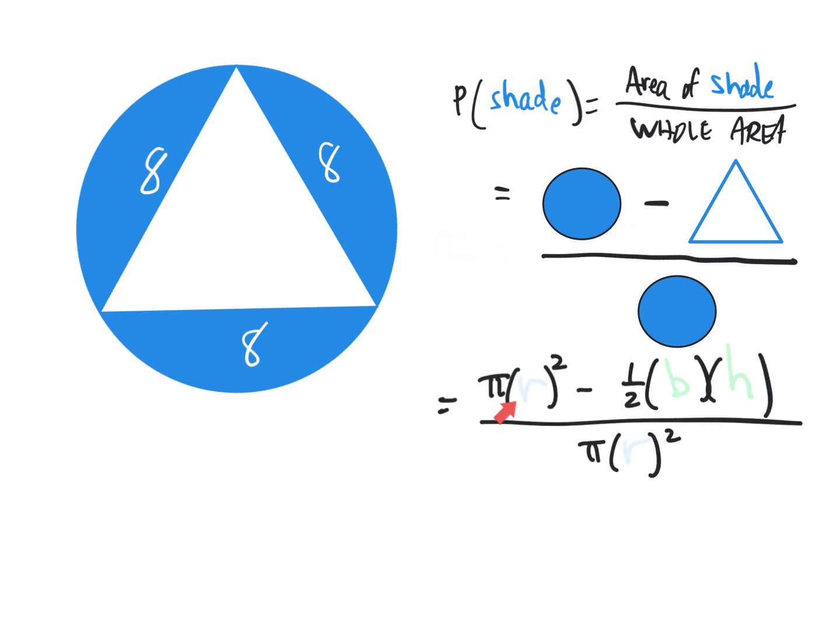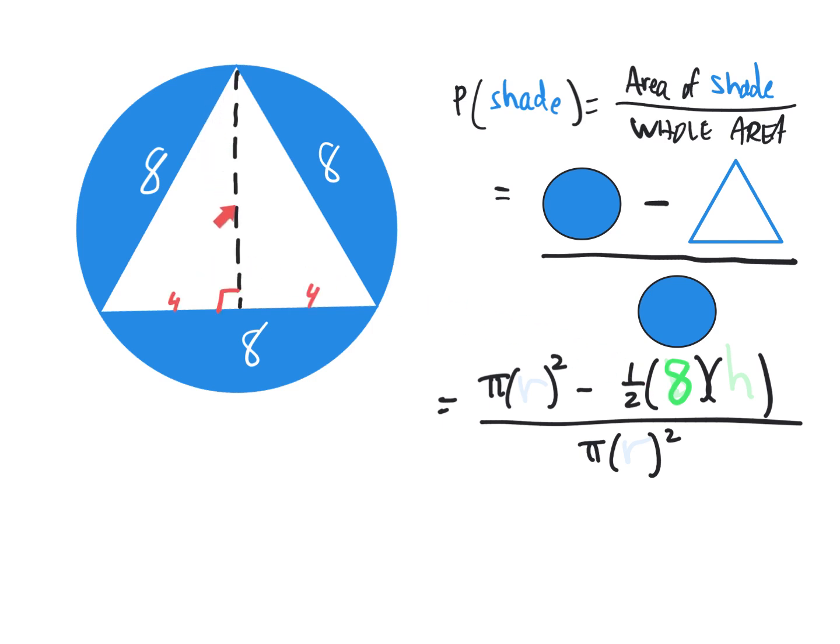So the area of the circle, pi r squared, minus the area of the triangle, which is 1/2 base times height, divided by the area of the circle, which is pi r squared. Alright, so this 8 is the base of the triangle that will go here. And what about the height of this triangle?